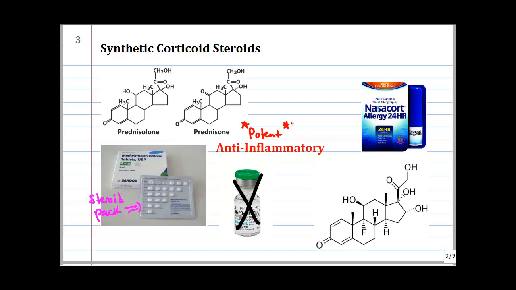But there's a whole host of new corticoid steroids that are actually available over the counter, and you may have seen some commercials for these. One of the more popular ones is Nasacort, which you can get over the counter.